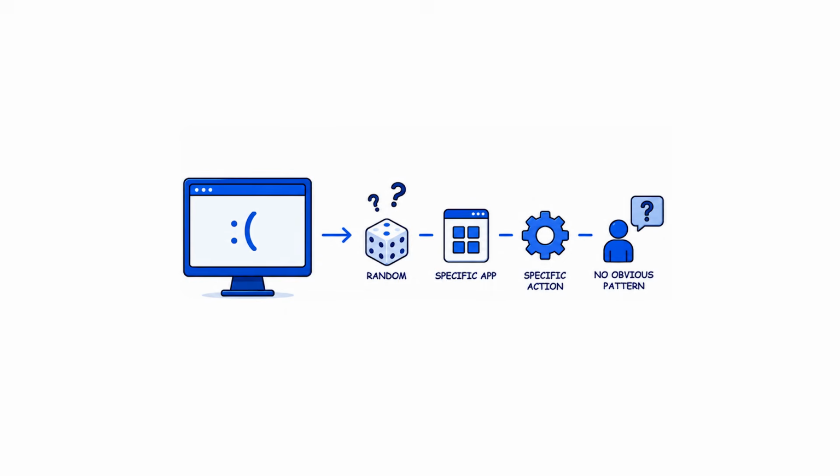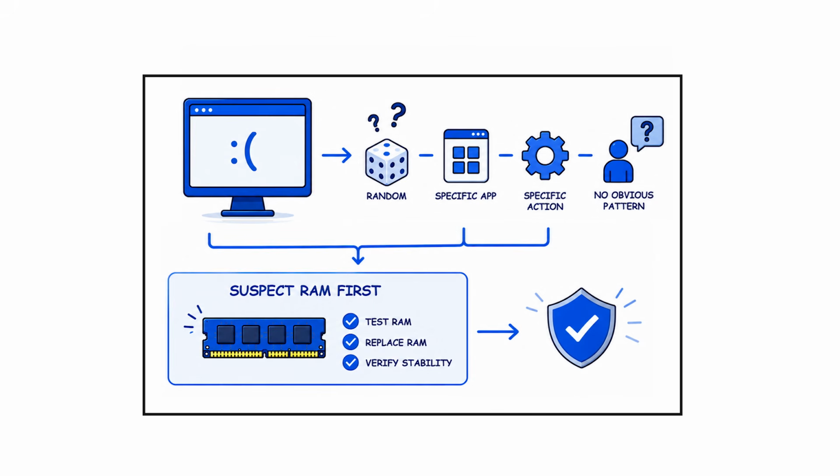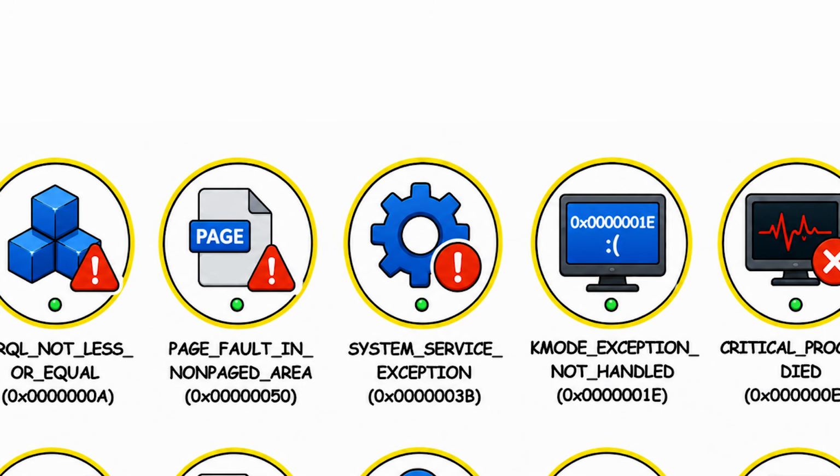The tell: if it happens randomly with no obvious pattern, a specific app, a specific action, suspect a failing RAM stick before anything else. System service exception.